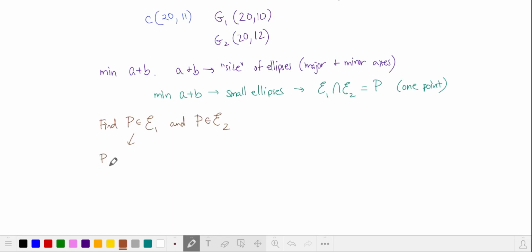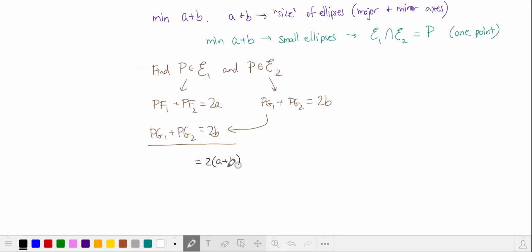This means that P satisfies the equation for the distances from the two foci of ellipse 1. That sum is equal to 2a. Similarly for ellipse 2, this distance is 2b. Let's add these two equations. And on the right-hand side, we'll get 2 times the quantity that we're looking to minimize.